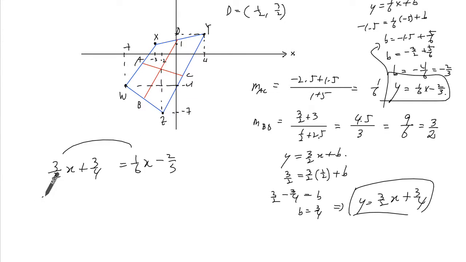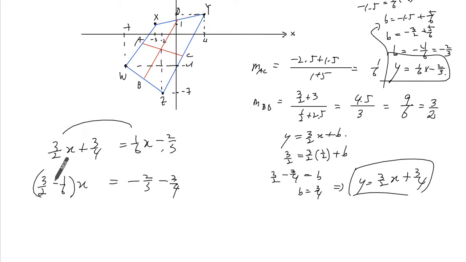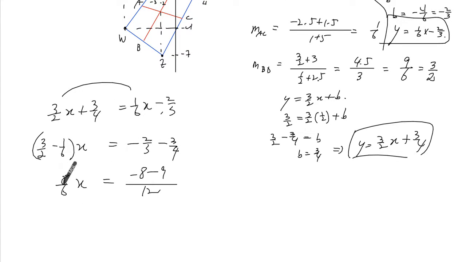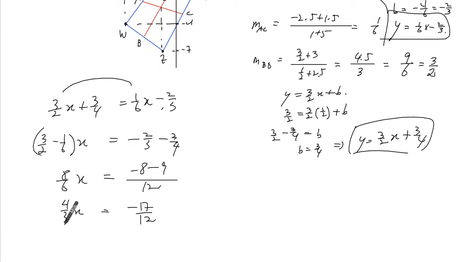Okay, collect the x terms together. You get 3 over 2 minus 1 over 6 of x, minus 2 over 3 minus 3 over 4. So times by 3, you get 9 minus 1 is 8 over 6x. Common base here is 12, minus 8 minus 9. Reduce, 4 over 3x. Multiply both sides by 3. And this will reduce to give you 4. So x is minus 17 over 16.